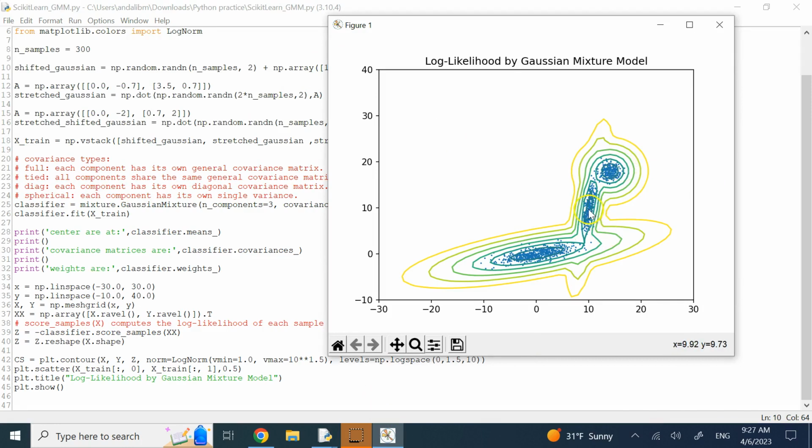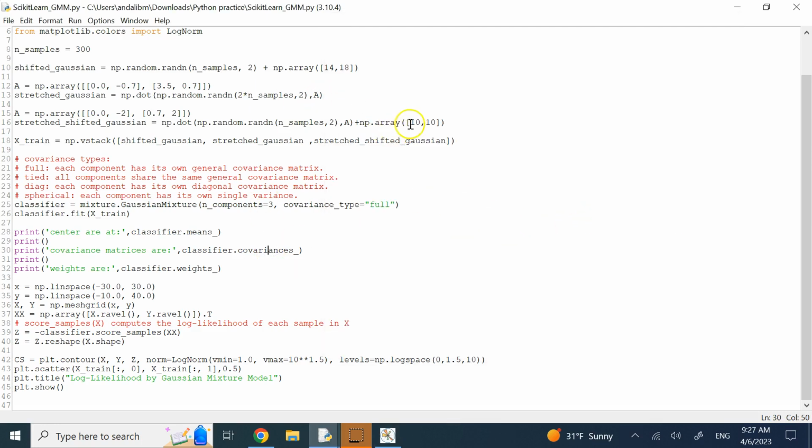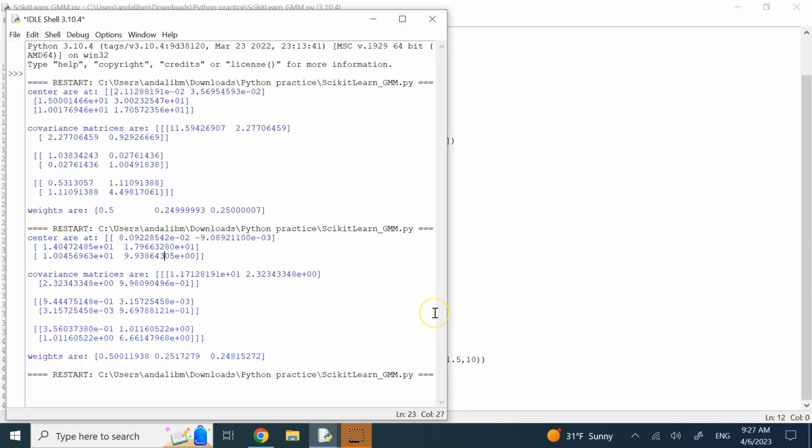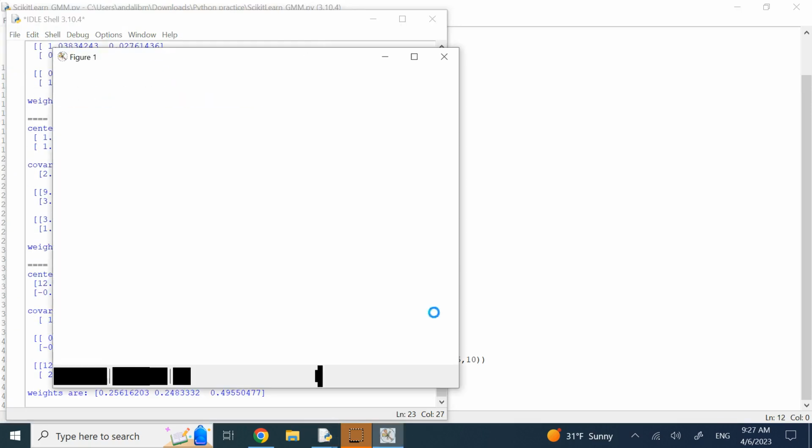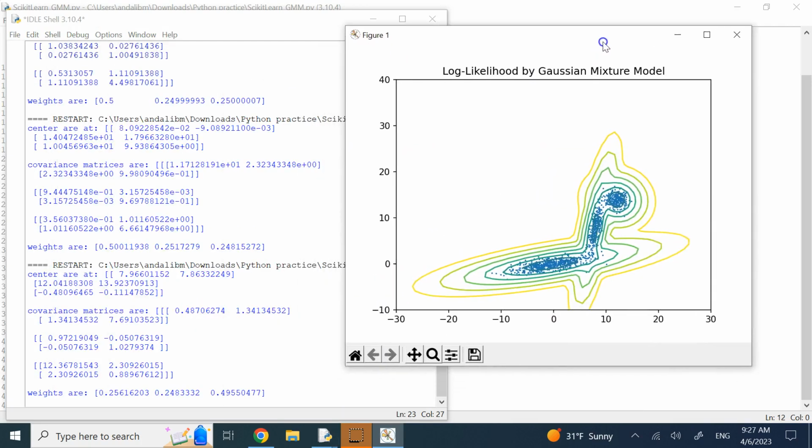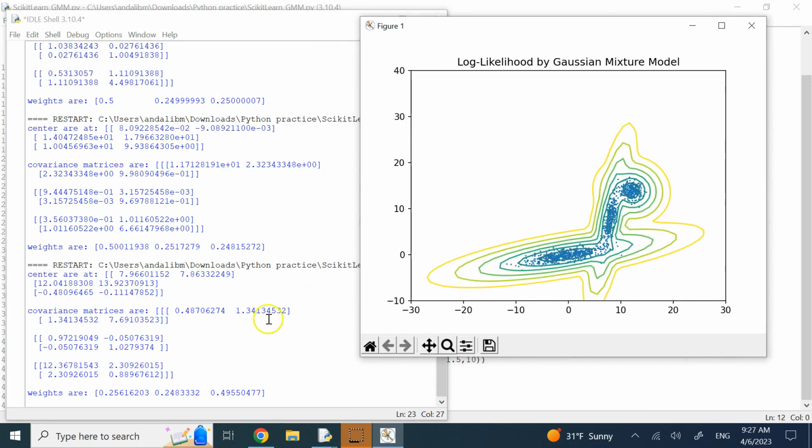So instead of 10 and 10, I make this guy 8 and 8, and that one bring closer. So let's mess up a little bit more with the data. 8 and 8, and this one probably 12 and 14 or something like that. And now the estimates should get even less accurate. There we go. Now the data are kind of mixing.